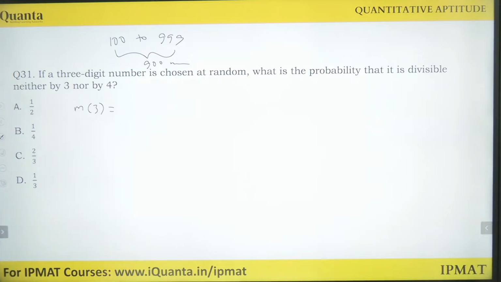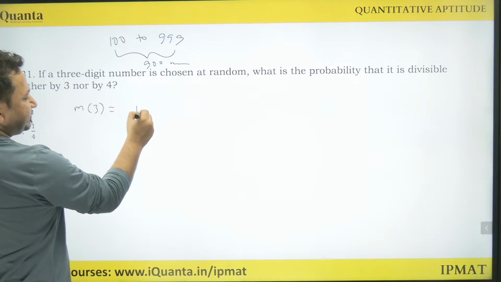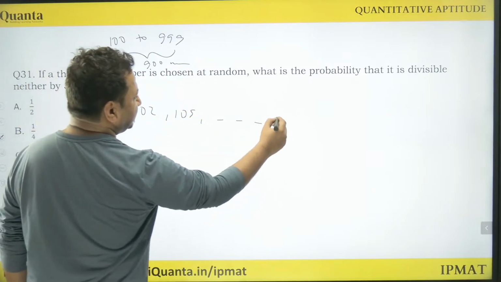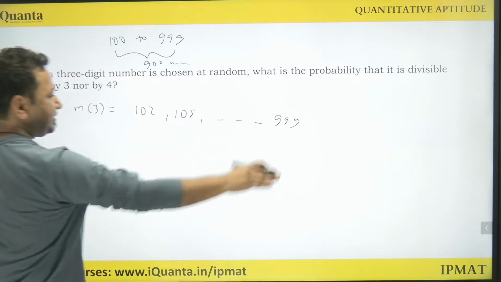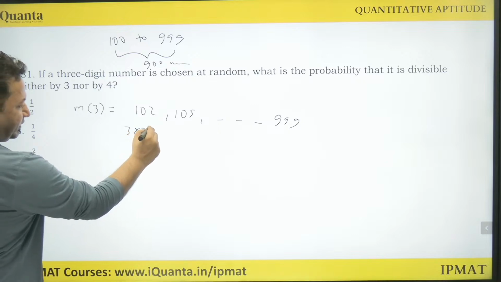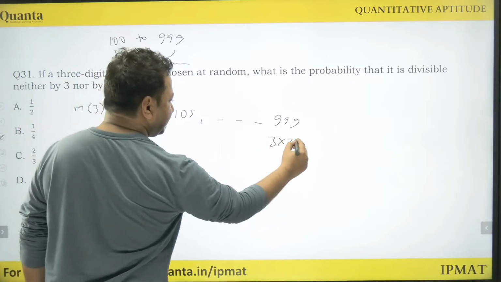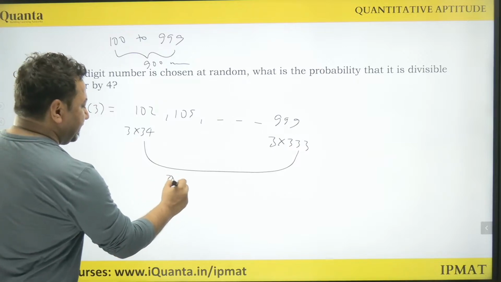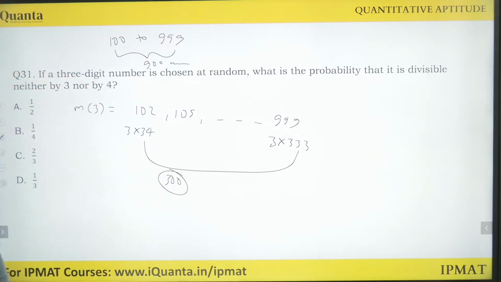How many multiples of 3 do we have? First multiple is 102. Then we have 105 and so on till how much? 999. So how many multiples do we have here? This is 3 into 34 and this is 3 into 333. So 333 minus 34 plus 1, how many multiples? 300. We have 300 multiples of 3, right?